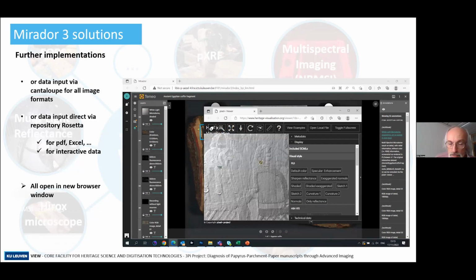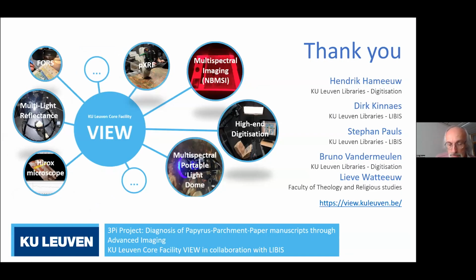And we try as much as possible to display the image files within the Mirador 3 viewer, and for other file formats, such as the one you see here, we have an interactive viewer that allows you to look at the object from different sides. So that's more or less.